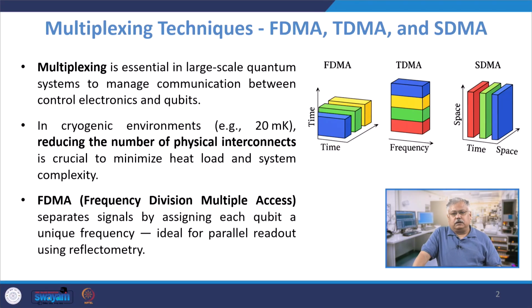Now, if you look at the multiplexing techniques which are available to us, as I discussed with you earlier, let us first understand what is the meaning of multiplexing in communication. Multiplexing is not only a term which is prevalent in quantum design, but it is also available in a plethora of communication systems and otherwise as well. Basically, multiplexing is very important in large scale quantum systems, and it is primarily used to effectively manage the communication between the qubits and the control electronics.